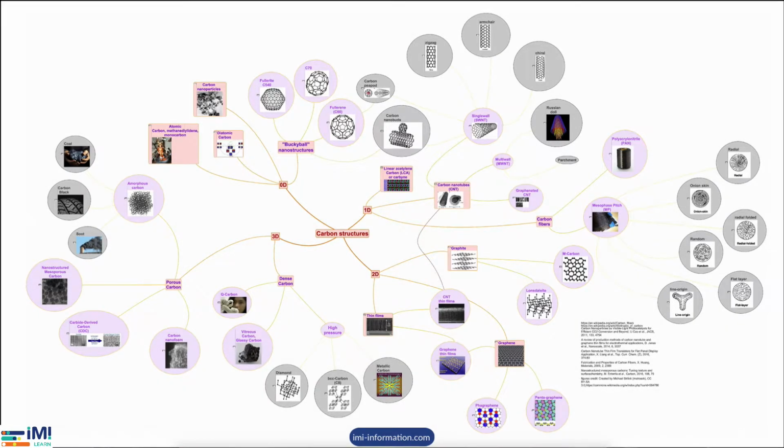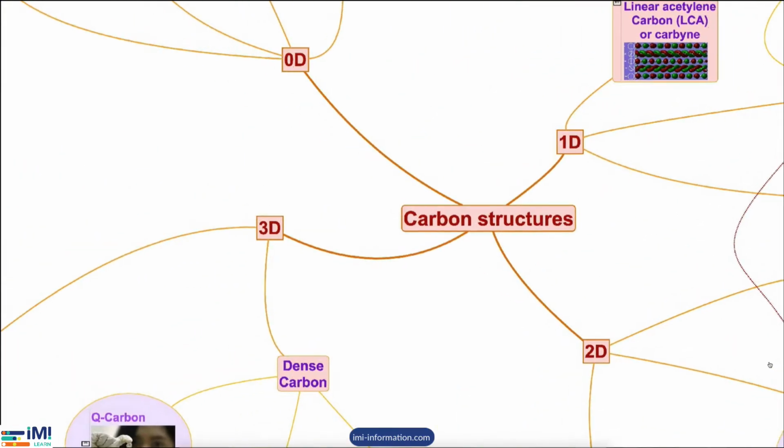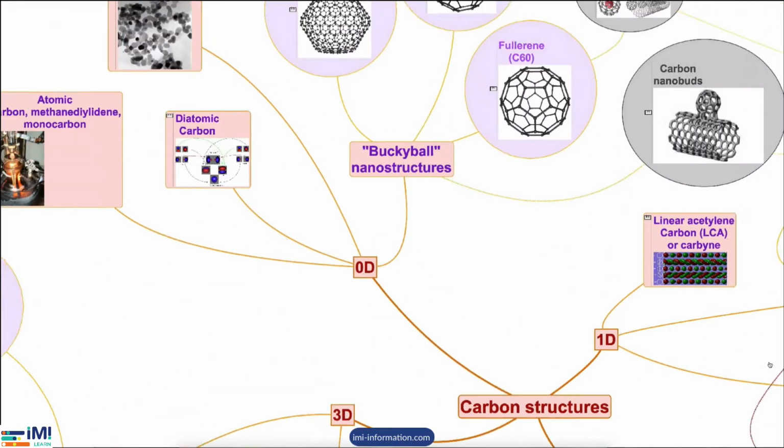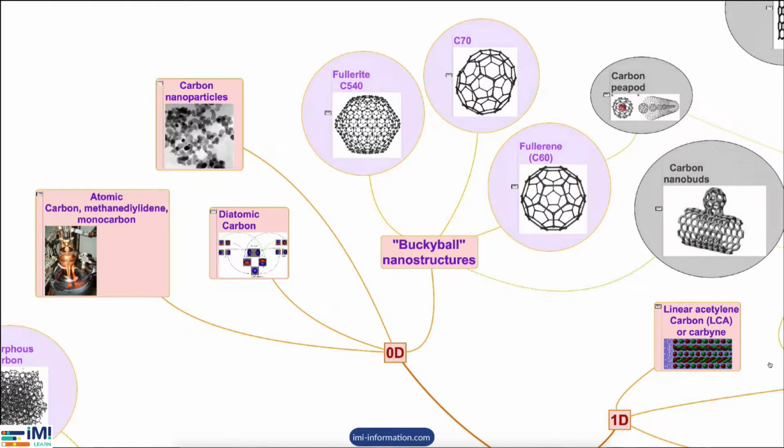Let's have a closer look at the mind map on the carbon structures we've created. This mind map is based on the different dimensions of carbon structure: 0D, 1D, 2D, 3D. Let's look at one branch, the 0D. You see that we have identified some structures like atomic carbon, diatomic carbon, carbon nanoparticles, and some other structures like buckyball nanostructures, which have different structural variations. There is the fullerene C540, the C70 fullerene, or the C60 fullerene.